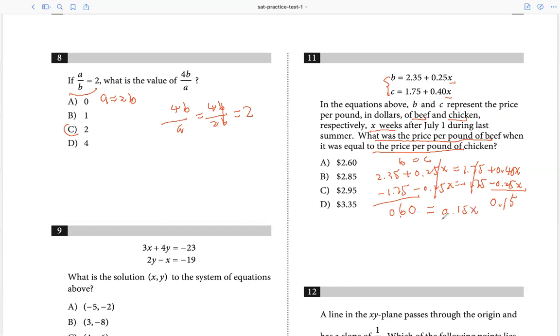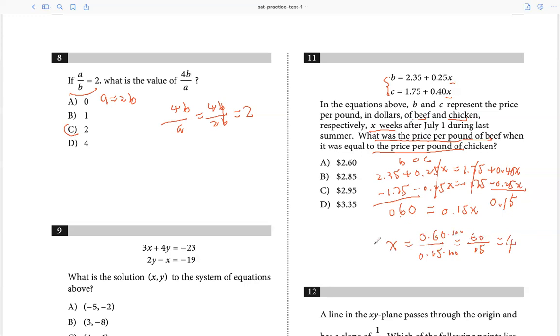Right? If we want to simplify this equation, we just divide by 0.15 on both sides. 0.60 divided by 0.15. We can multiply by 100 in the numerator and by 100 in the denominator. Basically, we multiply by 1, and this 1 is 100 divided by 100. So we get 60 divided by 15. And we know 15 goes into 60 4 times. Right, 4 times 15 is 60.